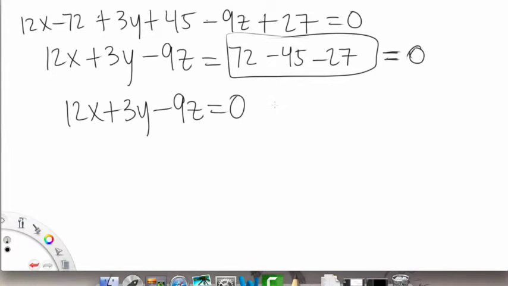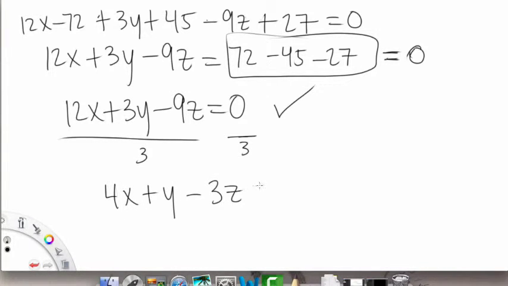So at this point, technically this is correct. That's fine. Or we could also just divide by 3 because we can on both sides, and it's not going to change the right side. So if we divide by 3, we just get 4x plus y minus 3z equals 0. And that is also just as correct, just a little bit simpler, right? Okay, so that's it for that question. This is our equation of a plane. That was the fourth part that we had to answer.